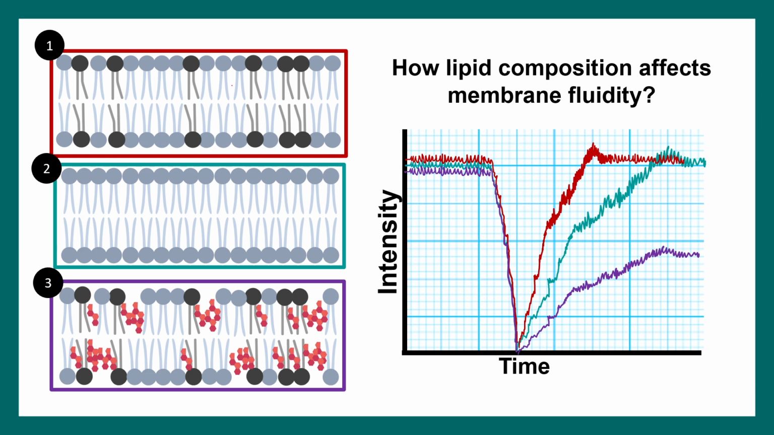The first profile, which is in red, corresponds to the membrane which has unsaturated fatty acids. Look how the recovery profile is pretty fast. Now the one which has only saturated fatty acids has an intermediate recovery profile, shown by these green or bluish green traces. Look at the purple one, it has a high level of cholesterol. That means it makes the membrane highly rigid. So the recovery is first of all delayed and the recovery is also partial.